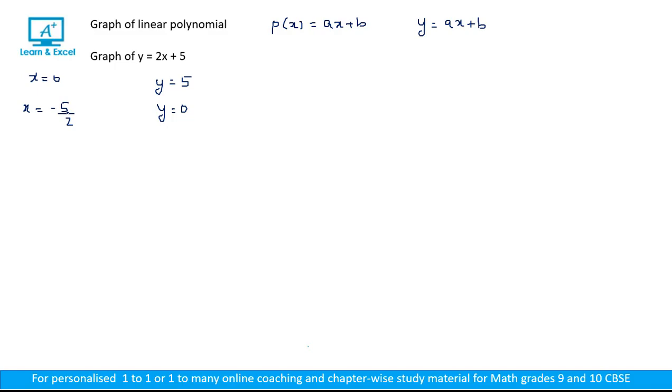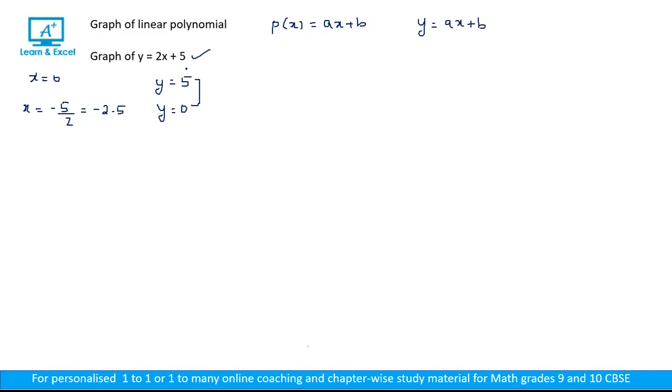Generally, when we get fractions, we do not use that point. We use points that are whole numbers. But in this case, this point can be written as minus 2.5 comma 0. So let us use this point. Now, how many points are needed to draw a unique line? Yes, 2 points are sufficient to draw a unique line. Now here, with these 2 points, we can draw this graph y equal to 2x plus 5.